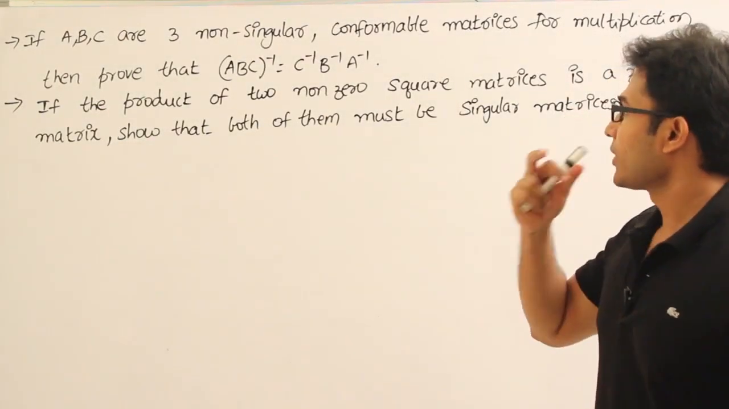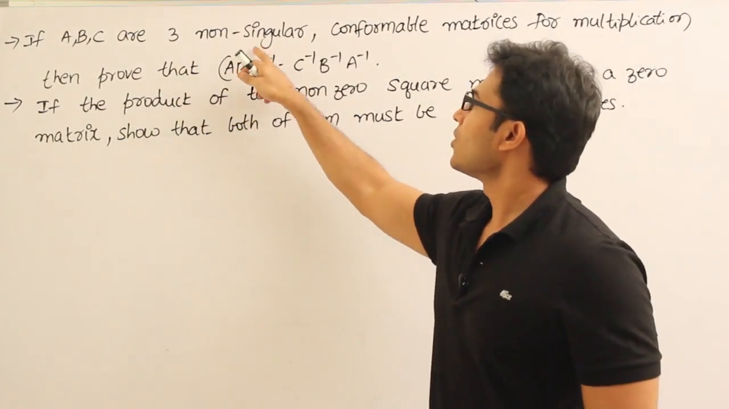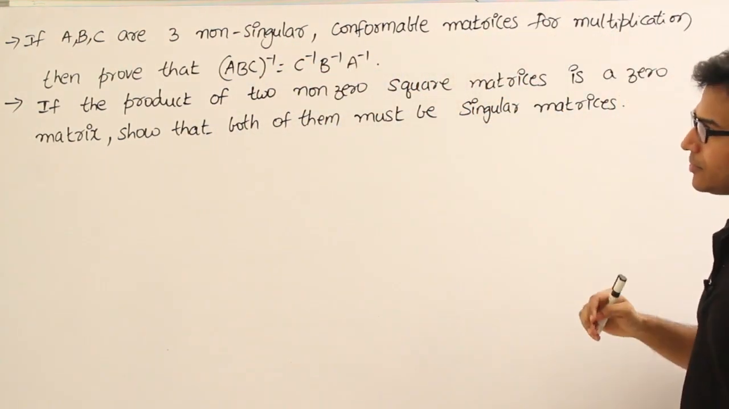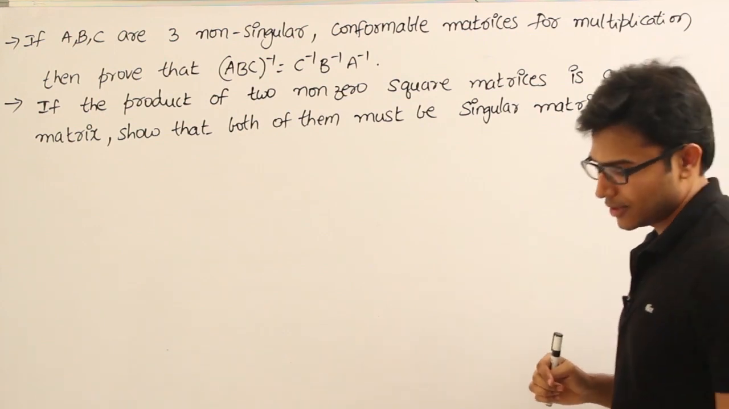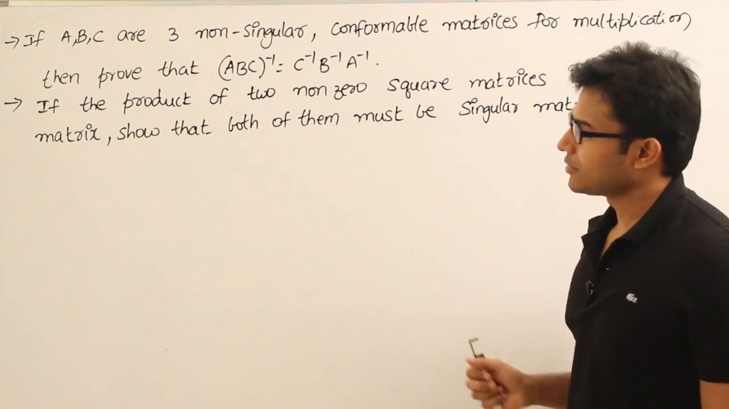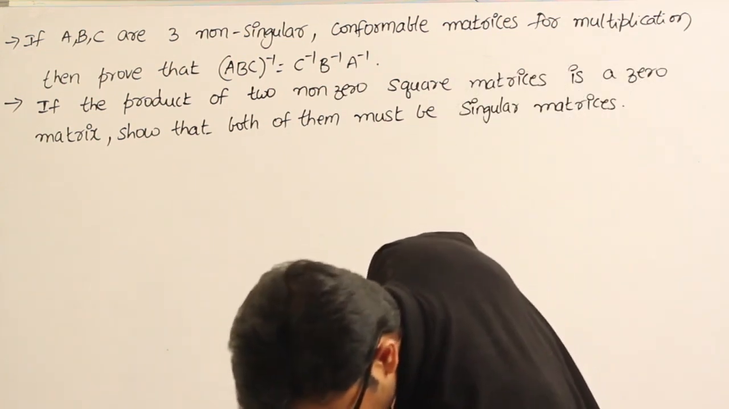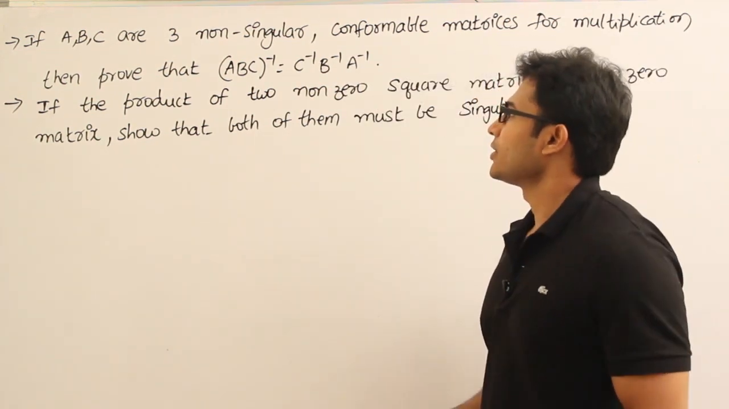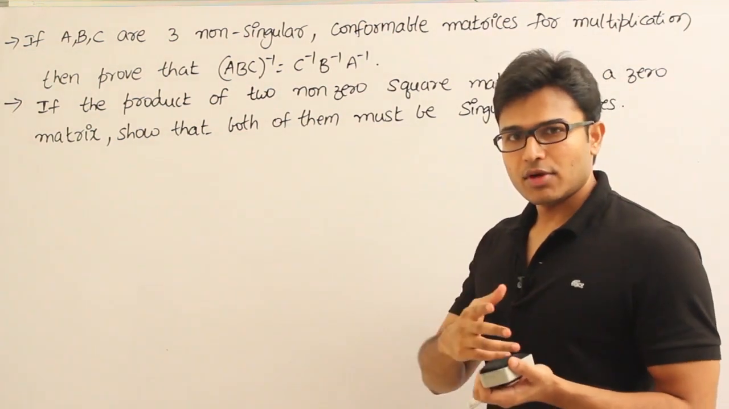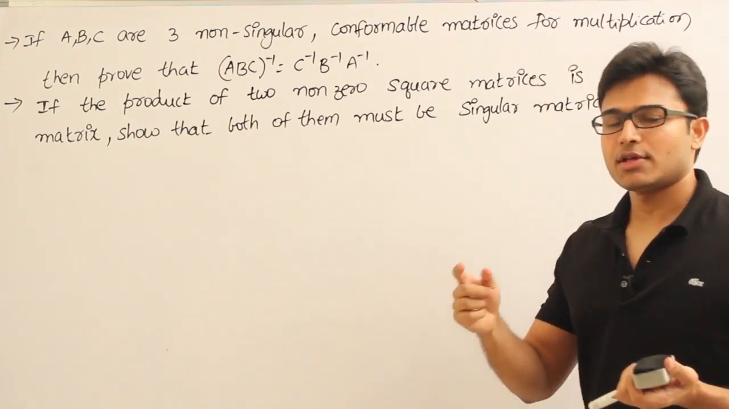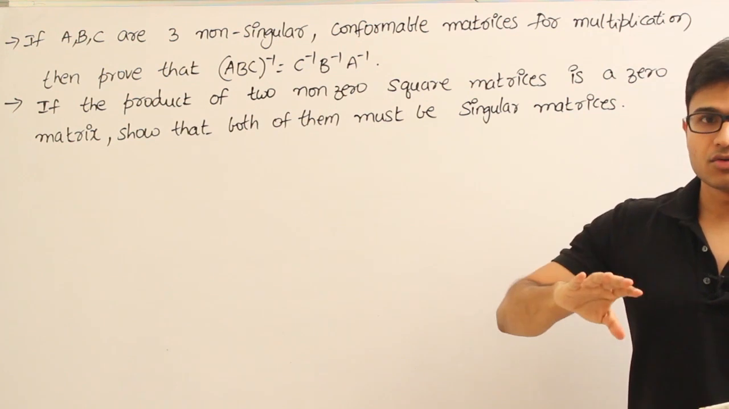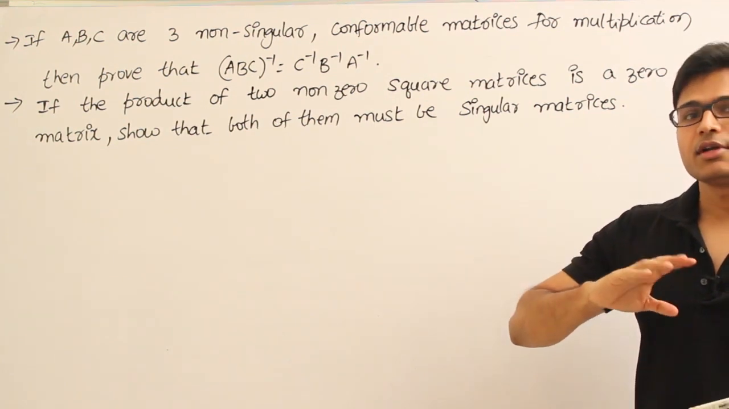See this? If capital A, B and C are three non-singular conformable matrices for multiplication, which means we can multiply them all the three, then prove that (ABC) inverse equals C inverse into B inverse into A inverse. I have taken this question just to tell you that earlier we have seen it for two matrices. Even if you have a chain of n matrices, all of them multiplied and then you take an inverse, the reversal rule applies even for n matrices.